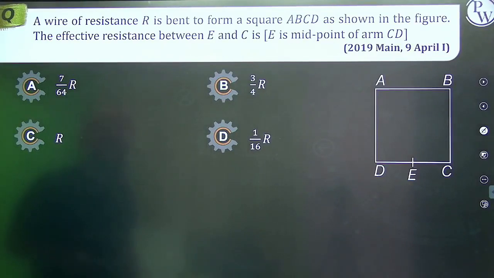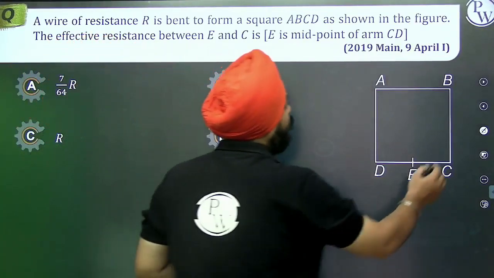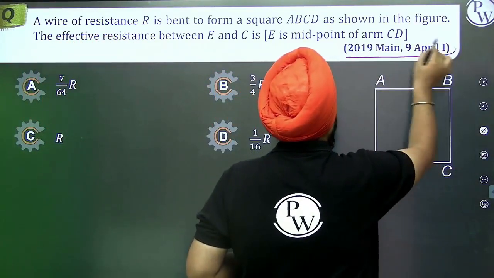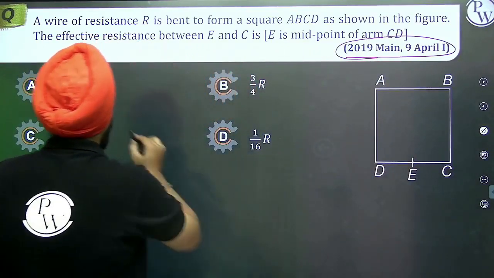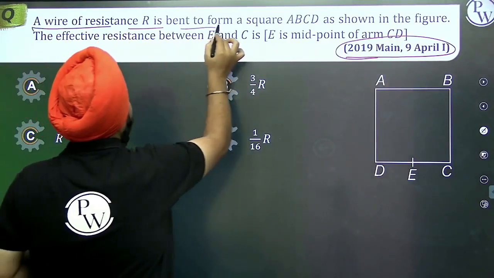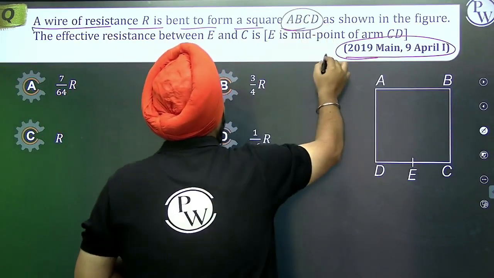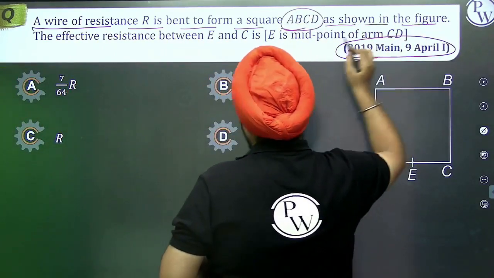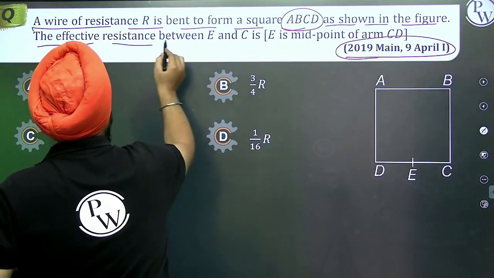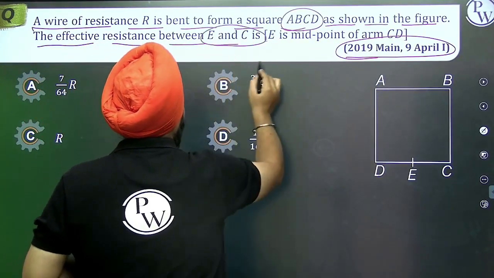Again, the question that is asked in 2019, 9 April: a wire of resistance R is bent to form a square as shown in the figure. The effective resistance between E and C will be what?